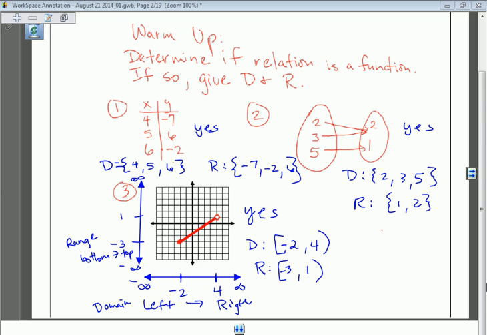Okay. Form is critical. You can't mix up a bracket and a brace and a parenthesis. You can't mix them up. We use the braces when we're denoting a set of discrete elements. We use the brackets and parentheses when we're using interval notation to denote a continuous span. Okay?